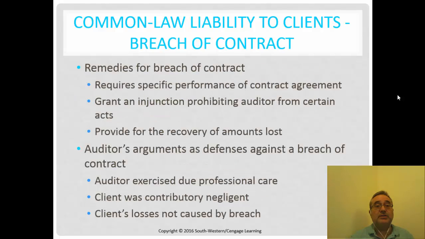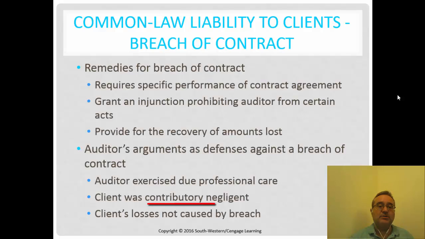Remedies for the contract is specific performance. So if we haven't completed the audit, specific performance will be to complete the audit. There's a grant of injunction prohibiting the auditor from certain acts, and provision for recovery of the lost amounts. Now, an auditor's argument related to common law liability is that he or she exercised due professional care. Keep in mind that in our audit report, we state that we provide reasonable assurance. We're not providing absolute assurance.